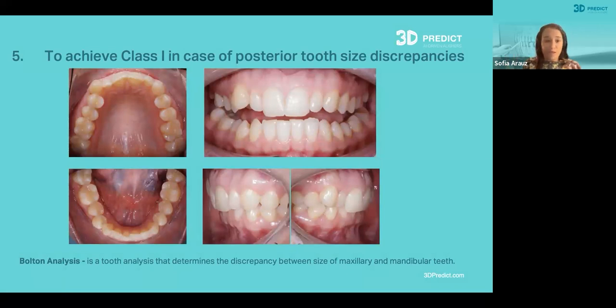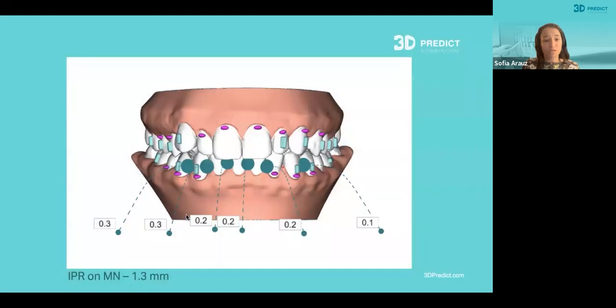We do Bolton analysis, which is the analysis we always do when we're setting these cases. Like I said, one is bond index, which gives us the amount of expansion that is needed. Then Bolton analysis tells us if there's any tooth size discrepancies between maxillary and mandibular teeth. So in this particular case, there was a tooth size discrepancy and IPR was needed on the mandibular for 1.3 millimeters and it was all scattered, as you can see.